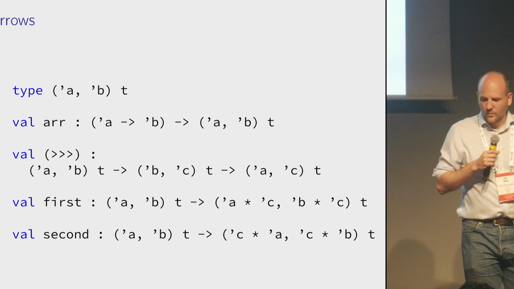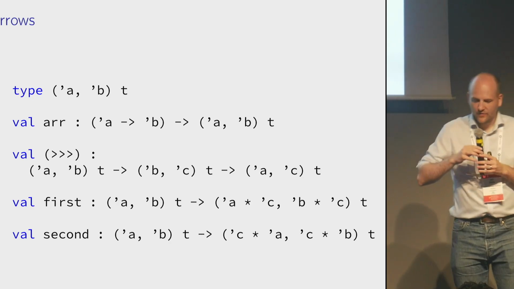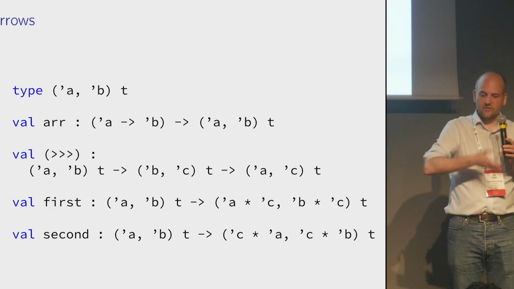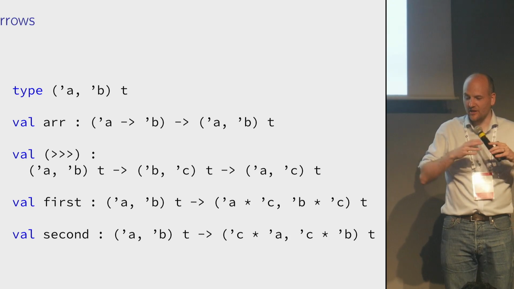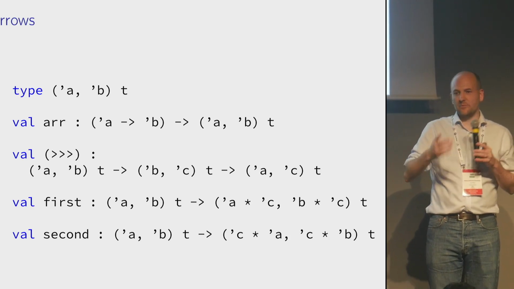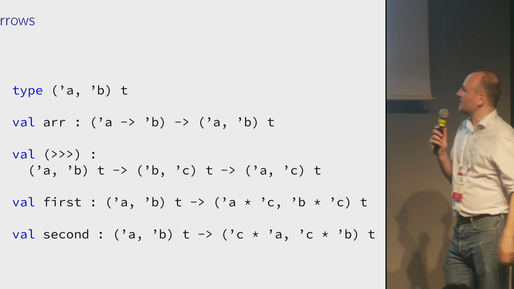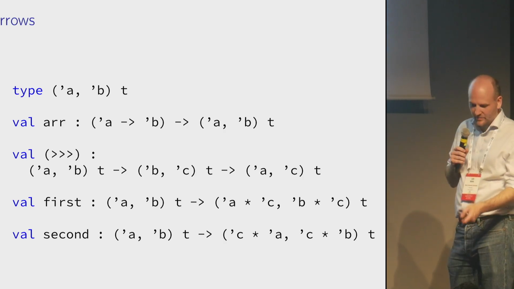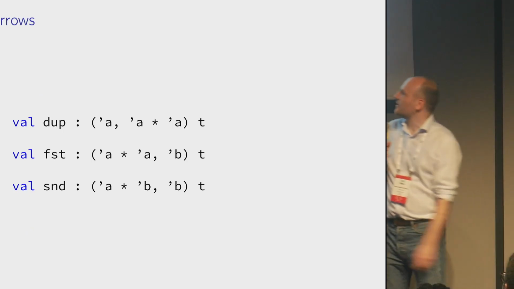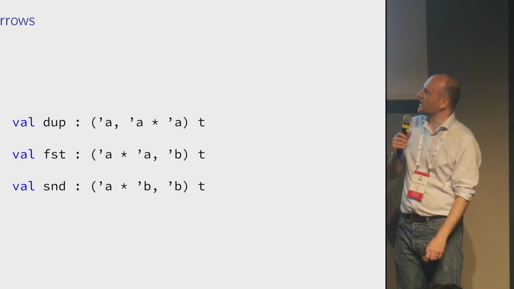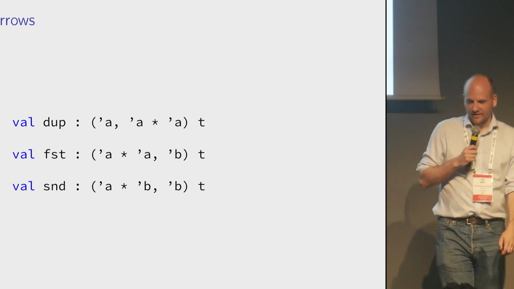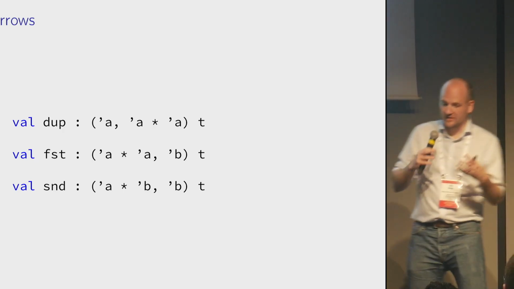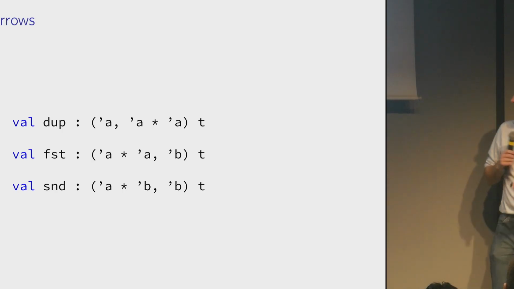And also you've got first and second. If you have an alpha to beta computation, you can turn that into an alpha cross gamma to beta cross gamma computation. So you can run the computation on part of the input to produce part of the output. And second does the same thing, but on the other side. These three you can implement with just arr, but it's actually quite important to have them as primitives in the specification, because that makes sure that all the dependencies in your graph are visible to the implementation of the arrow, which is important for performance and things.